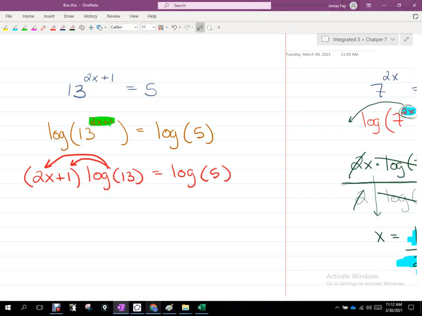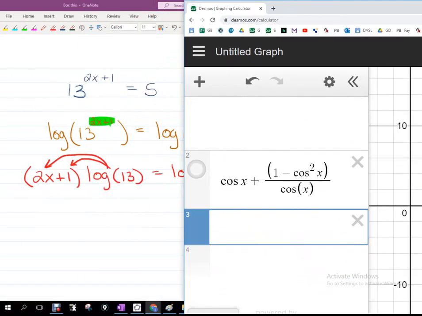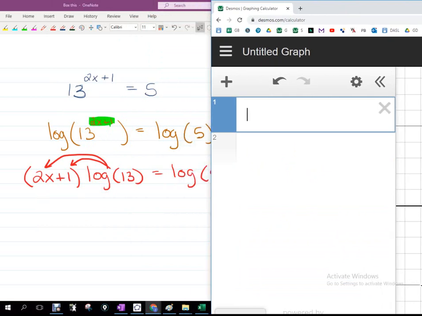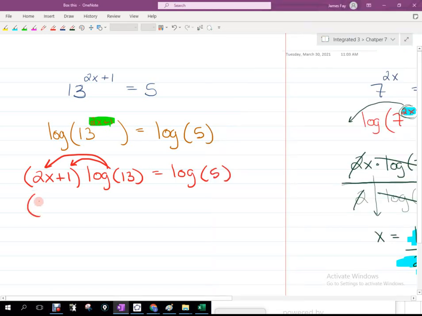And this is where I always try to use my technology. If I don't remember a rule, okay, because she's saying, is that right? Well, let's see if our technology will help us realize that. Isn't log of 13 just that number right there? Does that make sense? So really what this is saying is 2x plus 1 times that number, 1.11, and that's equal to log of 5.